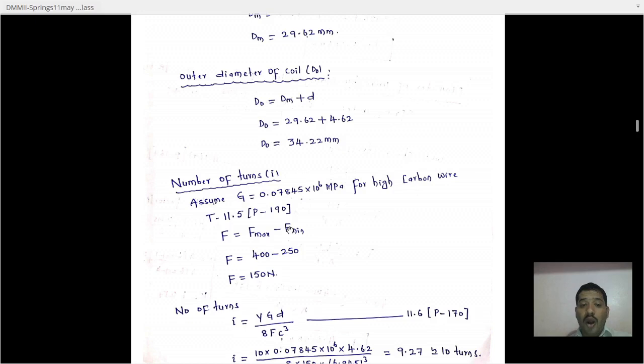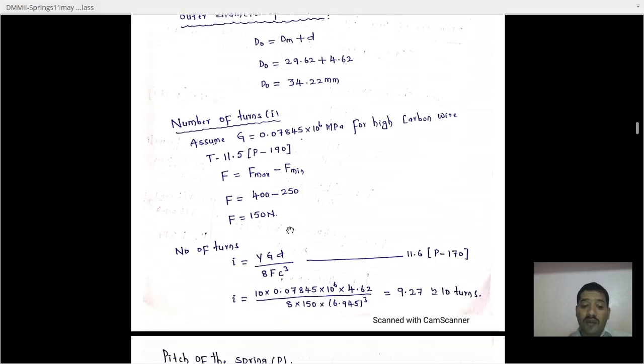After getting the outer diameter of the coils, we need to find out the value of the number of turns i. If you want to find out the i value, first of all you need to assume the modulus of rigidity value, because for the number of turns of coils, what is the formula? y into G, where y is the deflection, G is indicating the modulus of rigidity, divided by 8 into the diameter of the coils into the maximum force acting on the spring, or is it right? Sorry, the minimum force acting on the spring into the spring index. So the y value is the deflection, already we have solved.